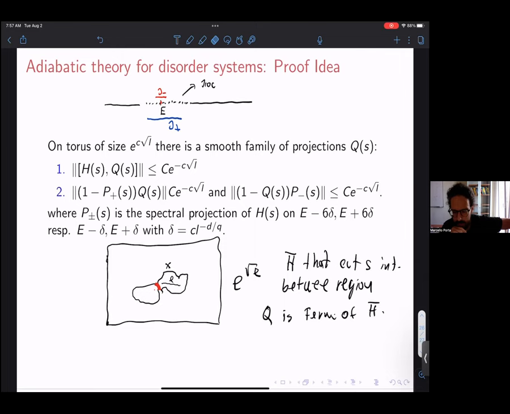Yes. So in this interval, you have this energy E. Maybe I should skip to the same. So you have this energy E.